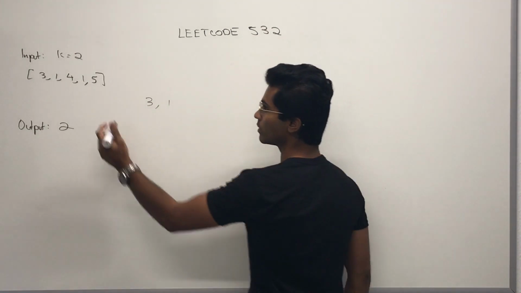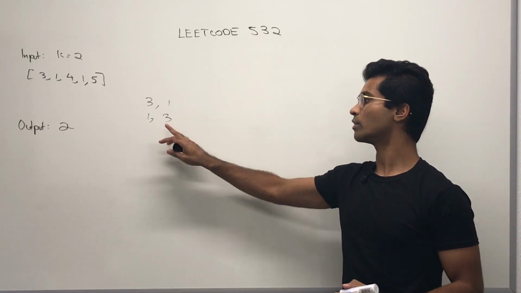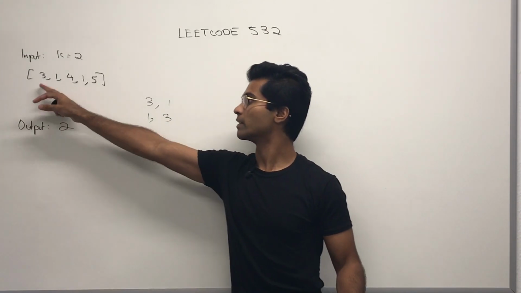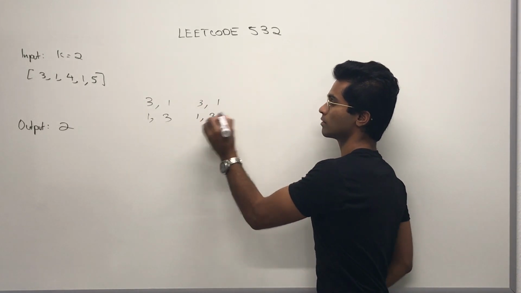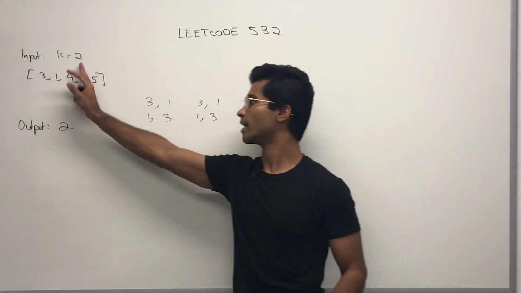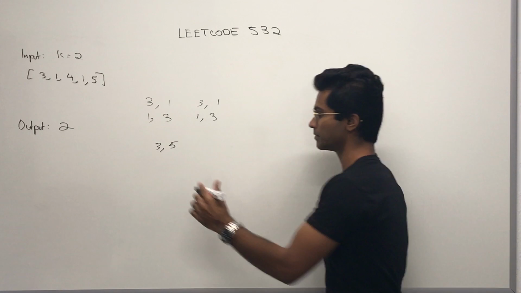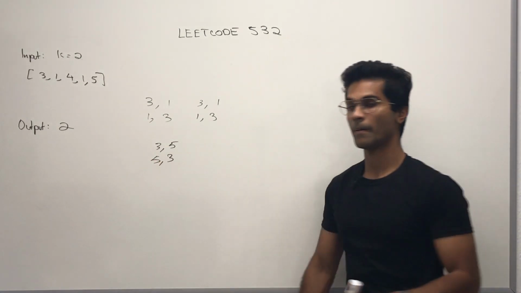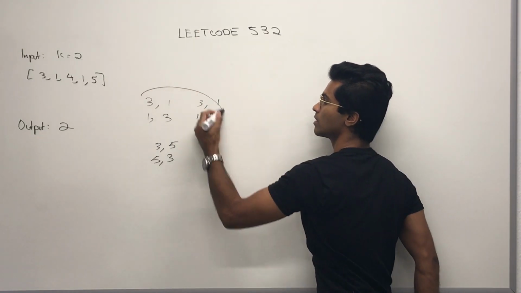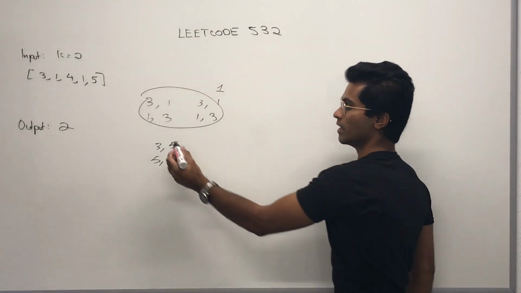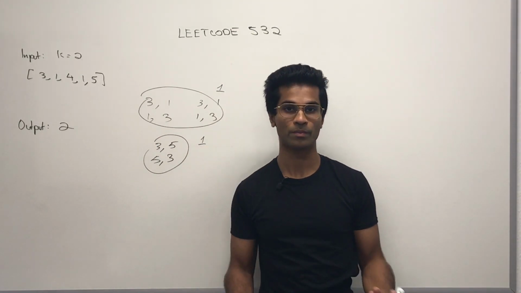We can have 3 and 1, this 3 and that 1. Then we can swap it around, and 1 and 3. We can also pick this 3 and this 1 and swap them. Another way we can get k is 3 and 5, and swap those around. But we want unique pairs, so all of this is going to count as 1, and this is going to count as 1. When we combine them, we get the output of 2.